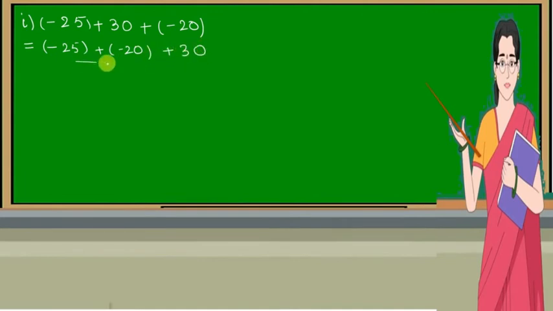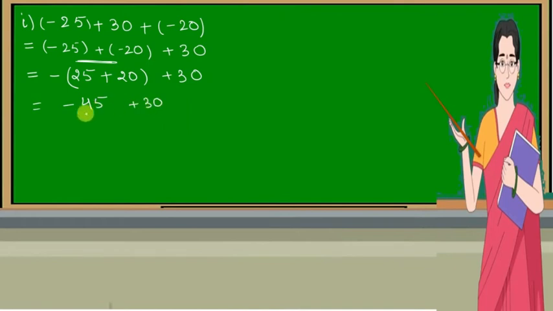Now we'll apply the rules of addition here. Two like integers, we'll add the absolute values. So the absolute value of minus 25 is plus 25 and the absolute value of minus 20 is plus 20. On adding these two, we'll get minus 45 because both of them are negative. So we'll write it as minus 45 plus 30.